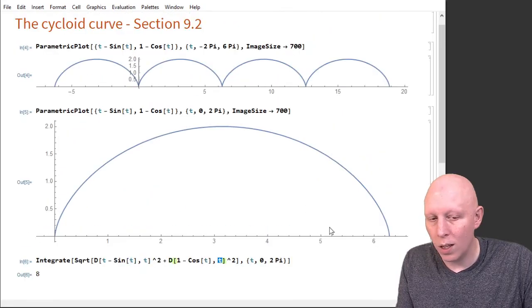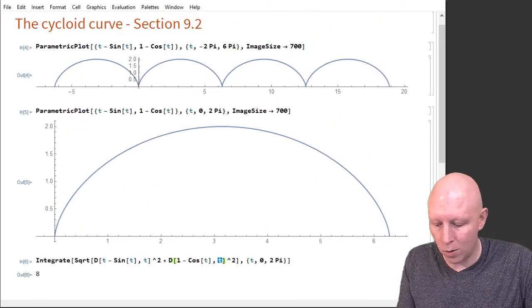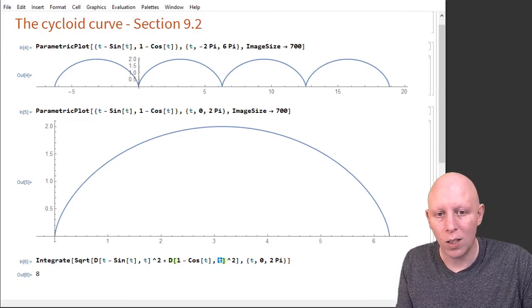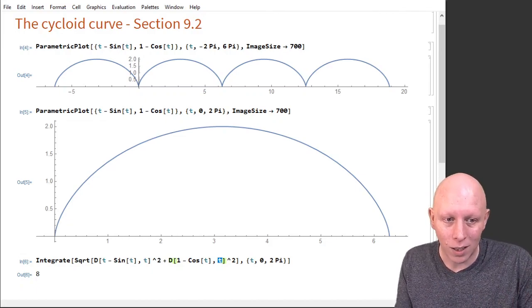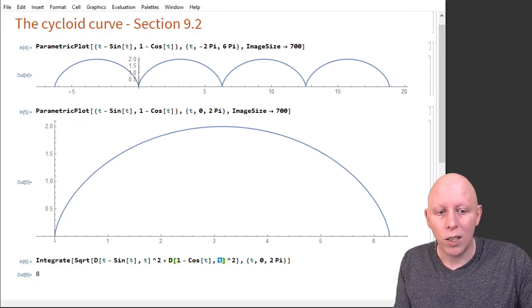All right, so let's take a break there, and we'll come back and talk about reparameterizing a curve based on the arc length.